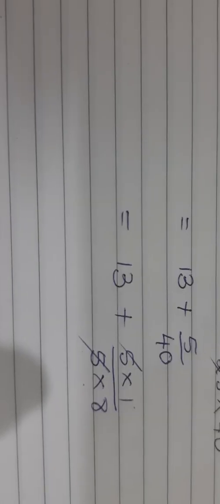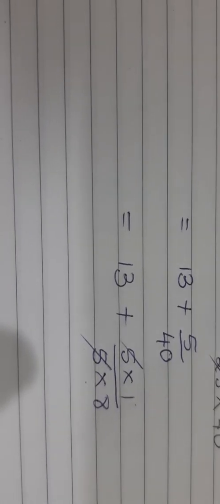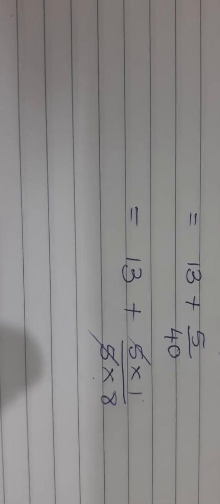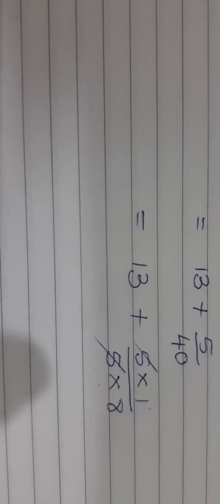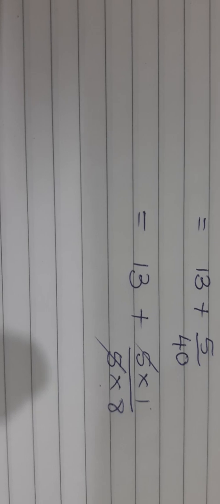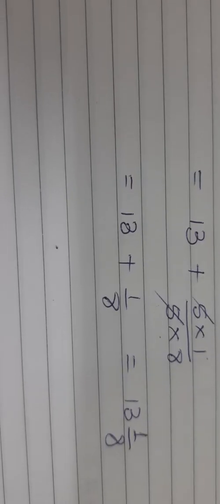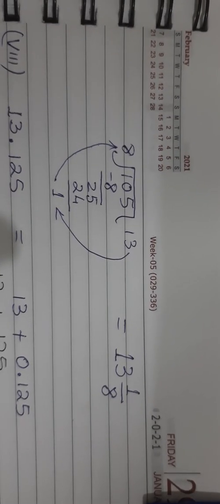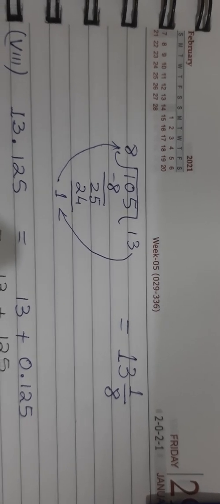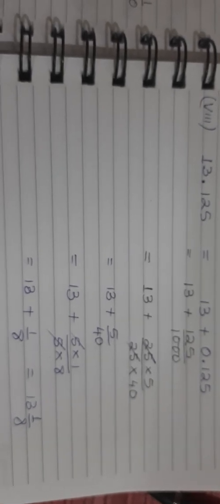But this 5 by 40 also can be reduced further. Let's see how. There you see, 5 can be written as 5 into 1. 40 can be written as 5 into 8. 5 into 8 is 40. 5 into 1 is 5. So again 5 is a common factor between numerator and denominator, that you cancel out. So only 1 by 8 is there. So you have 13 plus 1 by 8. So 13 plus 1 by 8 is 13 1 by 8. Same answer we got in this method also, isn't it? See, check out this answer. Same answer with this particular method also you will get.